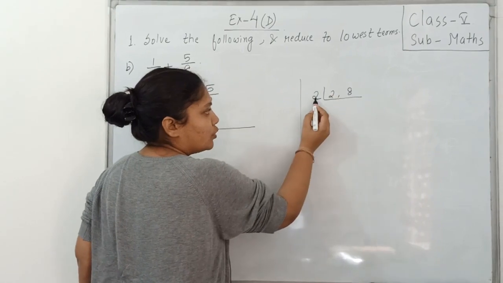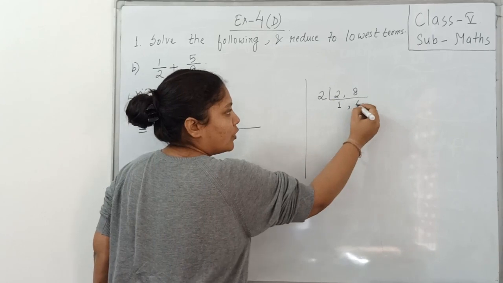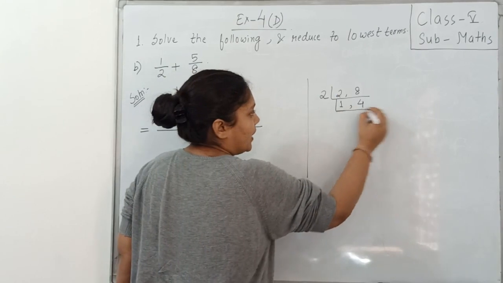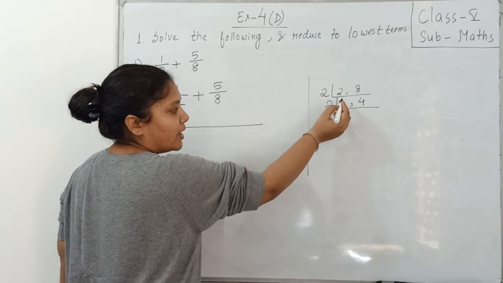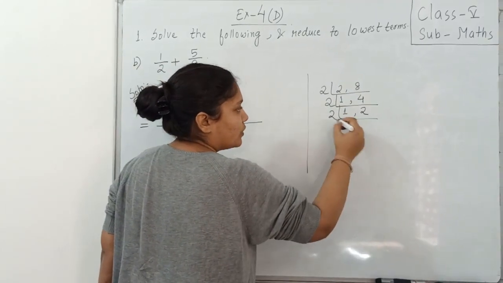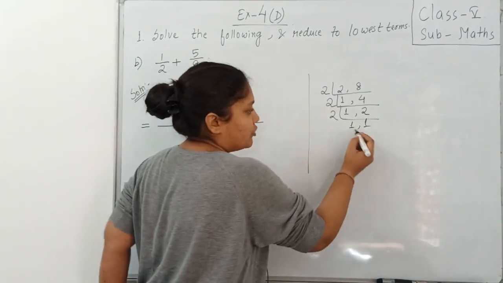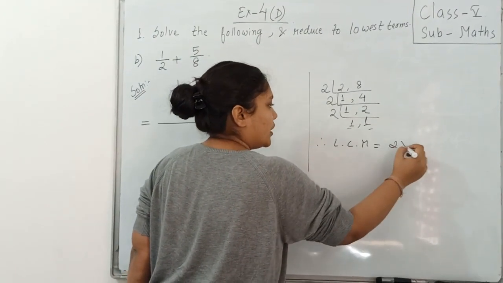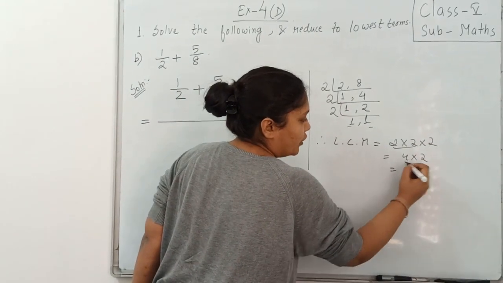In 2's table, 2 1s are 2. Again 2 4s are 8. We are doing simple divide, okay? Then again in 2, 1, no need to write because 1 does not go in the same number. 2 2s are 4. Again with 2, 2 1s are 2. We have to bring here 1. Therefore, what is the LCM? 2 into 2 into 2. 2 2s are 4. 4 into 2 is 8.